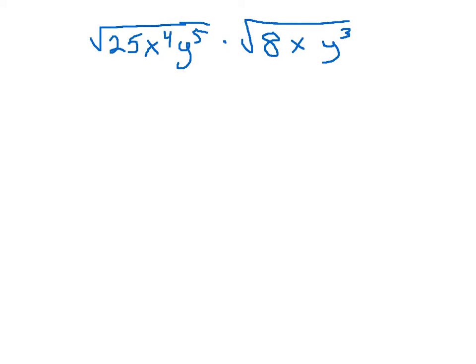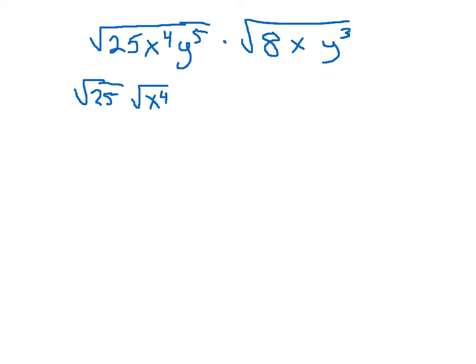What I'm going to do is break all of them apart, and if it's not a perfect square, then I will break it apart so at least one of the factors is a perfect square. So I'll have root 25, which is a perfect square. X to the fourth is a perfect square, and the reason why is that exponent 4 is divisible by the index 2, and 4 divided by 2, we're good.